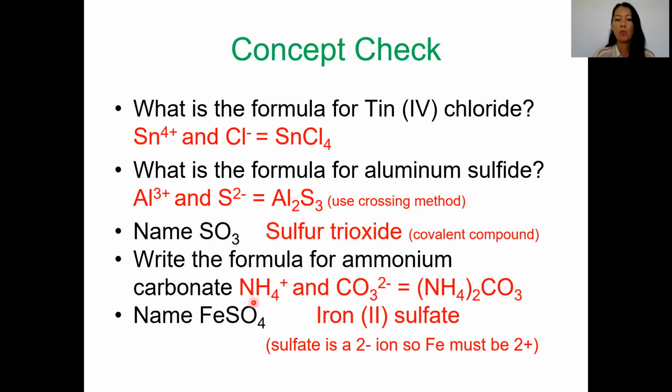Ammonium carbonate, write it out, NH4 plus, and carbonate is CO3 2 minus. So to balance out plus with 2 minus, I need 2 ammoniums. And since it's a polyatomic, if it was just 1 ammonium, you don't need parentheses. But since there are 2, put parentheses around the whole thing. That means you have twice as many. Parentheses, subscript 2, and then the carbonate, CO3.